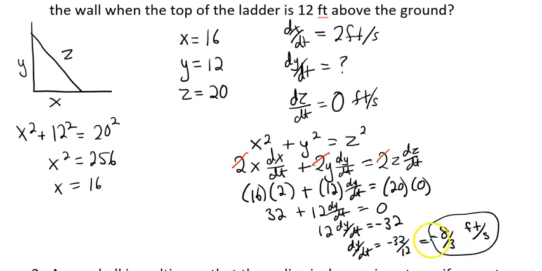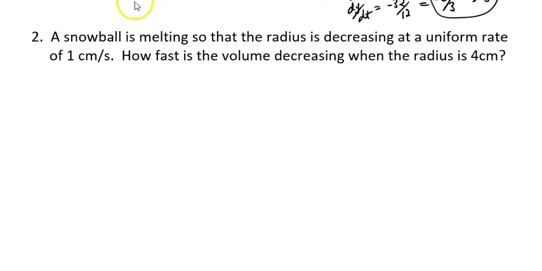Why would it be negative? Because the ladder is going down the wall. So that makes sense. That distance is shrinking. So that distance is getting smaller. So negative derivative there. Okay, example 2.